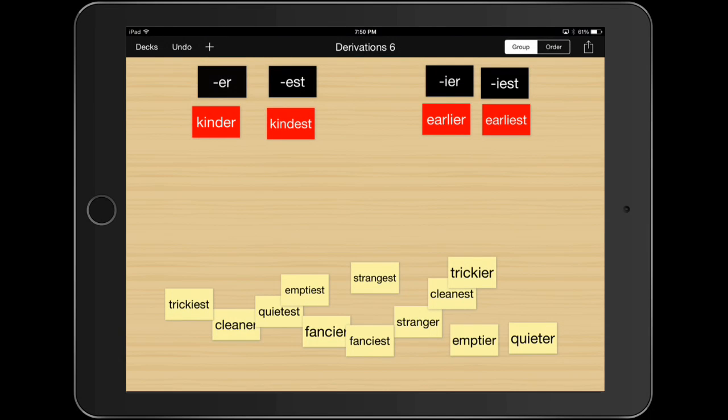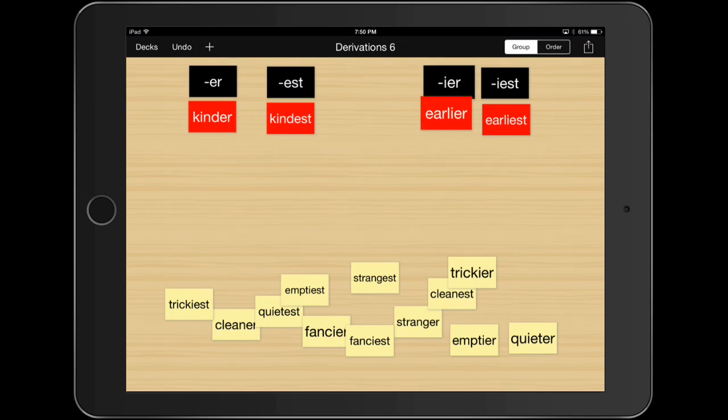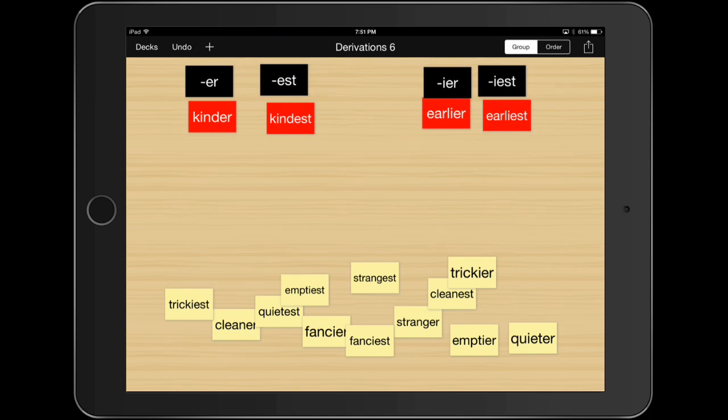This is the word sort for October 20th, 2015. Begin your sort by placing the black header cards at the top of your deck and then placing the red headers with the proper endings below. So let's begin by looking at all of your headers. We have ER, EST, IER, and IEST. These are 4 new suffixes.